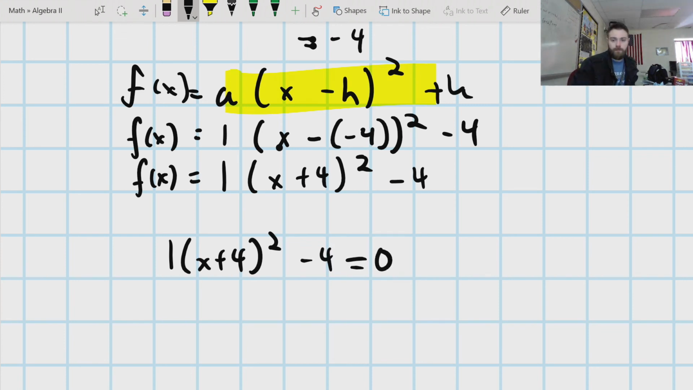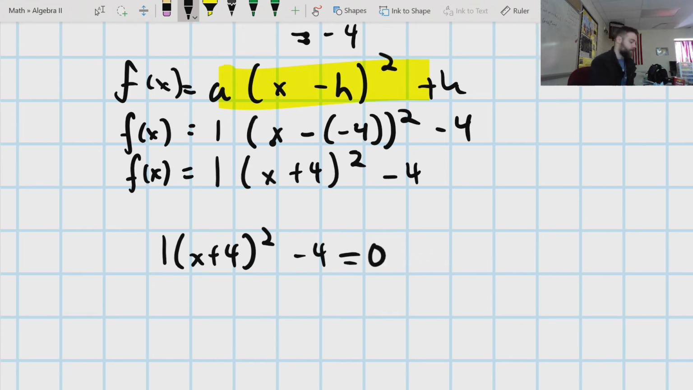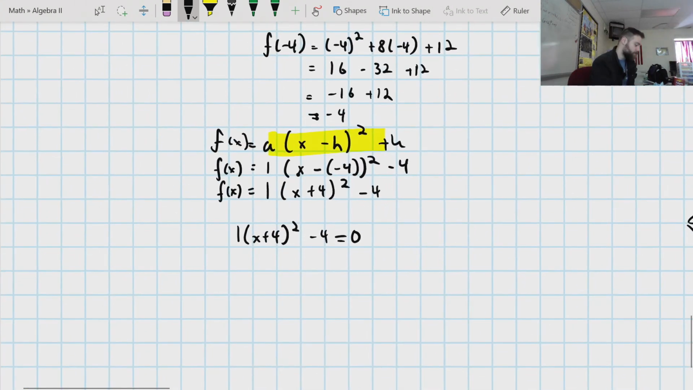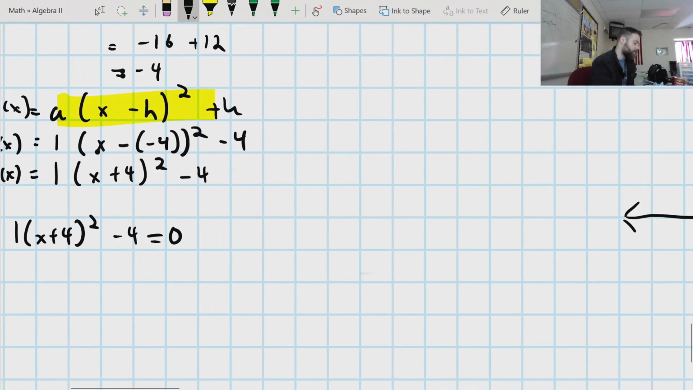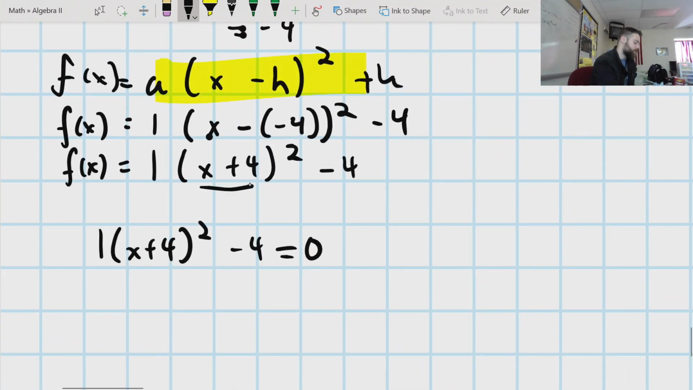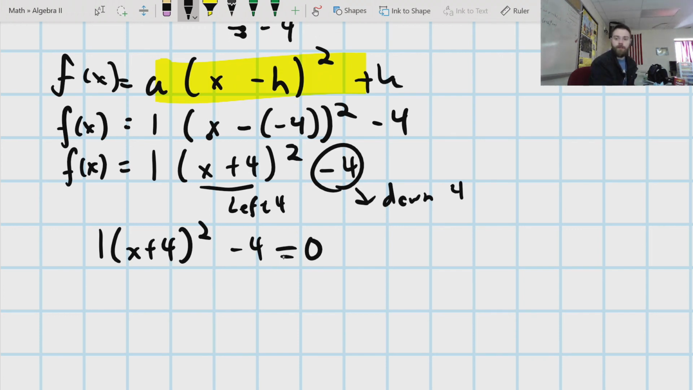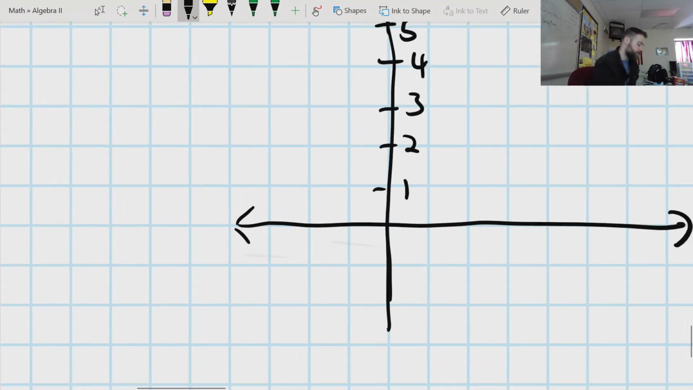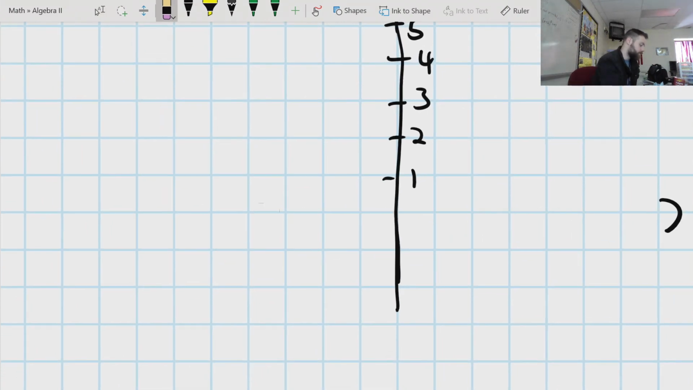Okay? So what I can do is now I know, first of all, where this function is shifting. It's shifting left 4. And over here it's shifting down 4. And I set it equal to 0 down here just to be able to find the zeros. So we'll do that here in a minute. But this function is shifting left 4 and down 4. So left 4.